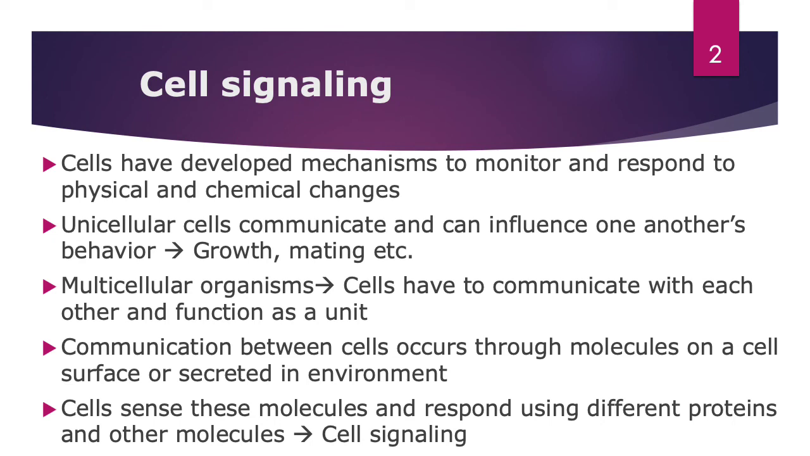In the case of multicellular organisms, the cells have to communicate with each other and function as a unit. The cells are able to communicate with each other as well as sense molecules around their environment through the process of cell signaling. This communication between cells occurs through molecules that are present on a cell surface or that are secreted into the environment. The cells are able to sense these molecules, and they respond to the presence of these molecules using different proteins, and this process is, in a nutshell, cell signaling.